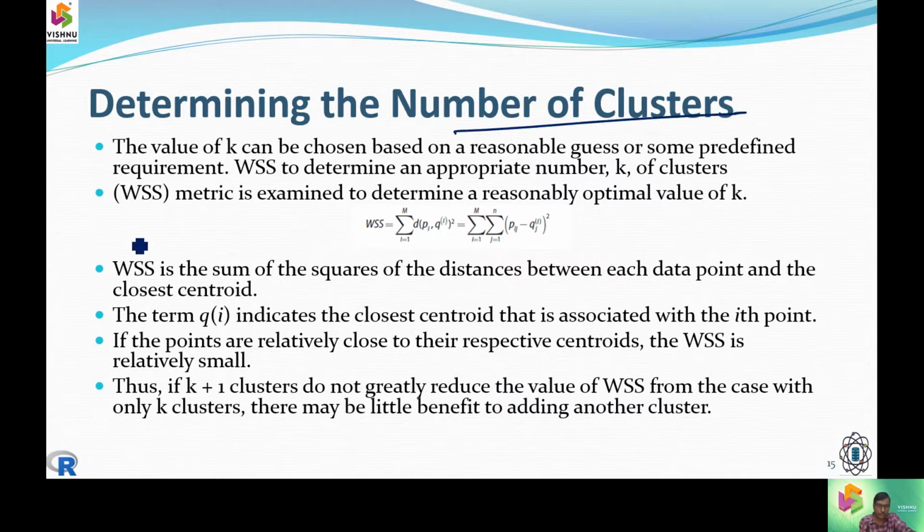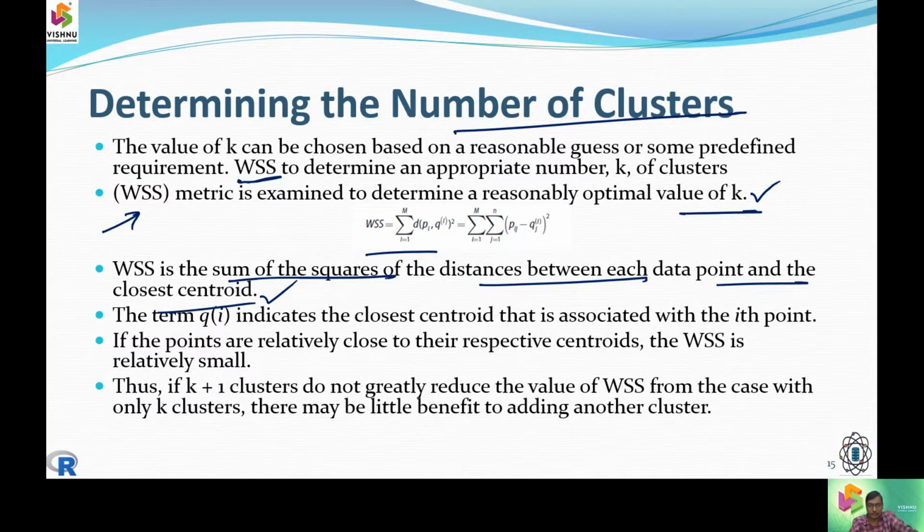So one, we are going to call this one the working set. In this working set, what we do is we examine a reasonable optimal value. So how we are going to get this working set is, it is going to be the sum of squares distance between data point and the closest centroid. So we compute the sum of squares of the distance between each data point and the closest centroid.